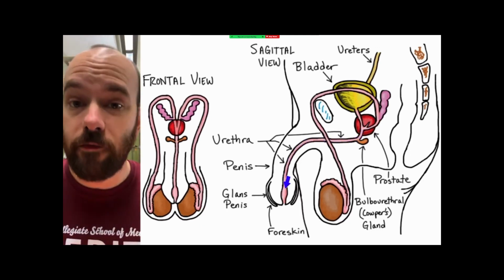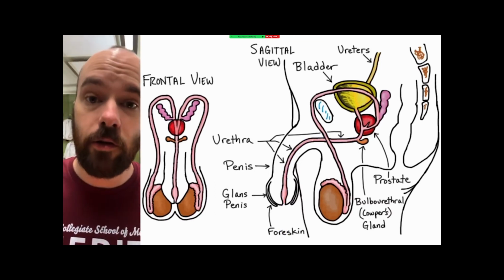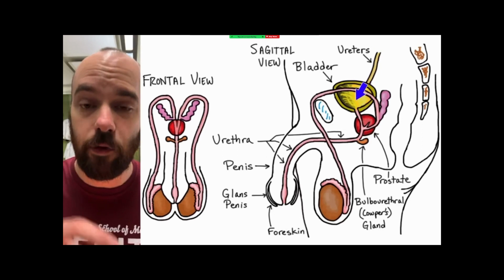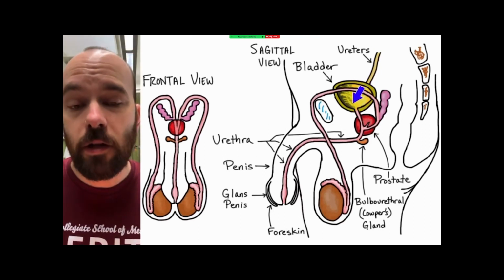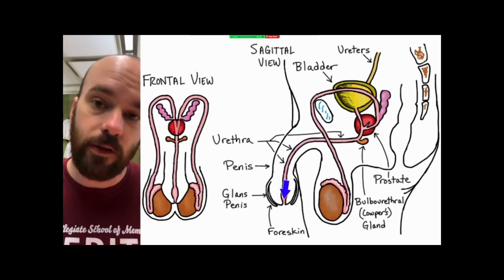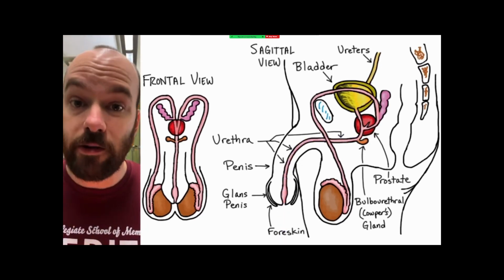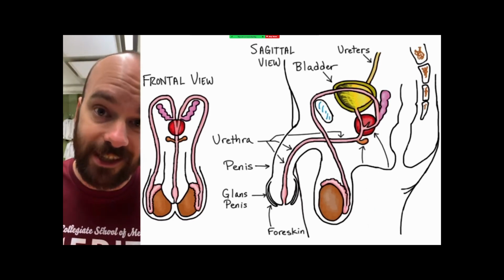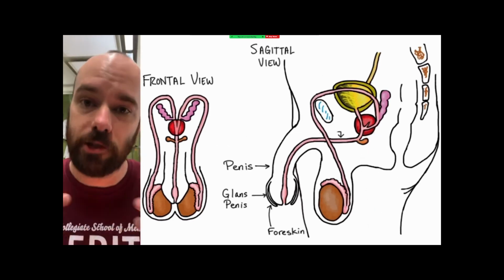To follow the path of urine out of the body, urine will of course start in the kidney, travel down through the ureters into the bladder, where it's stored. Then during urination, the bladder will contract and that'll expel the urine down through the urethra to the outside of the body. And just as a reminder, testosterone doesn't travel through any of this. Testosterone goes straight from the testes into the bloodstream where it travels throughout the body.